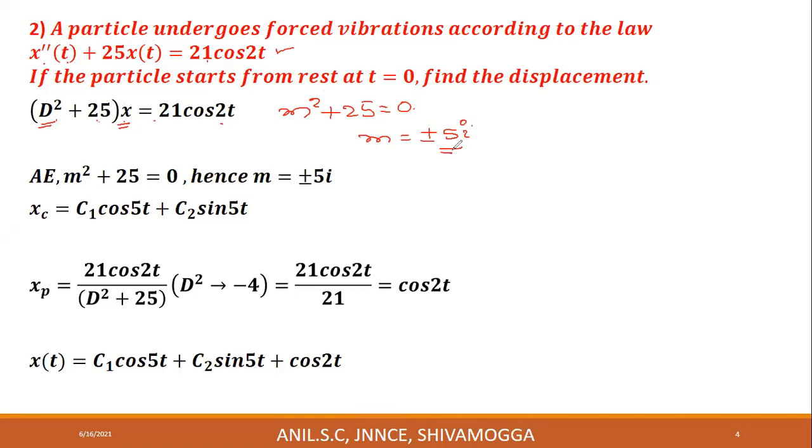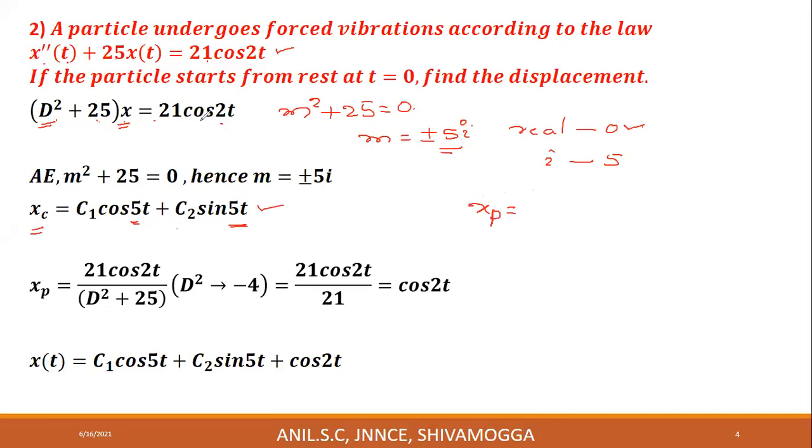Now write the complementary solution, denoted by xc. Here real part is 0 and imaginary part is 5. Therefore, e power 0t is 1, you need not write that. C1 into cos 5t plus C2 into sin 5t. This is the complementary solution. Now we find the particular integral, denoted by xp or PI.